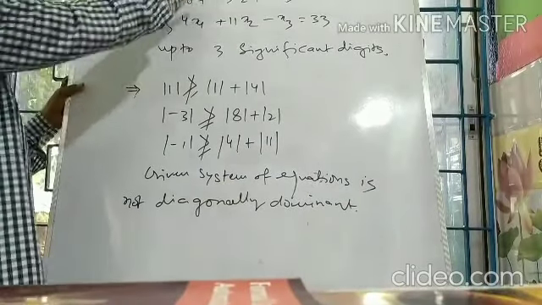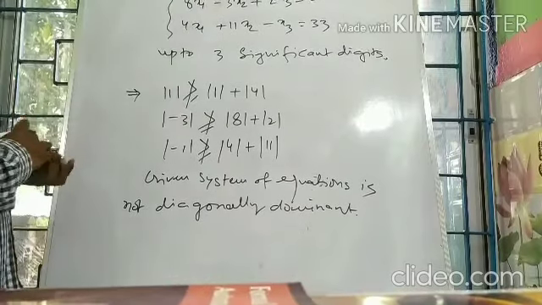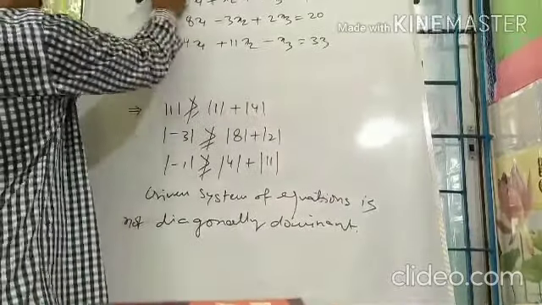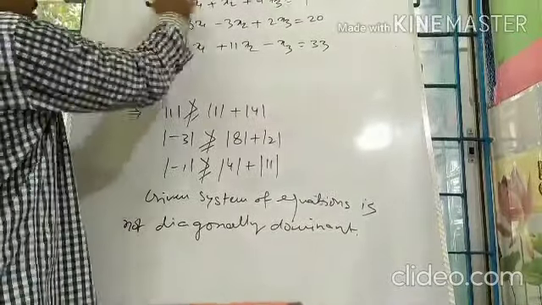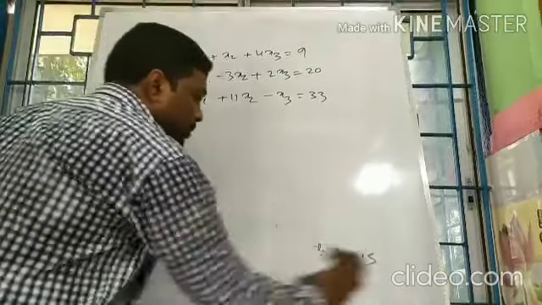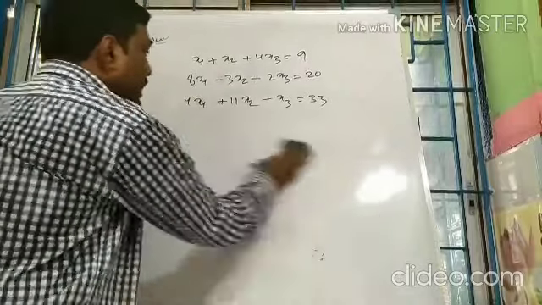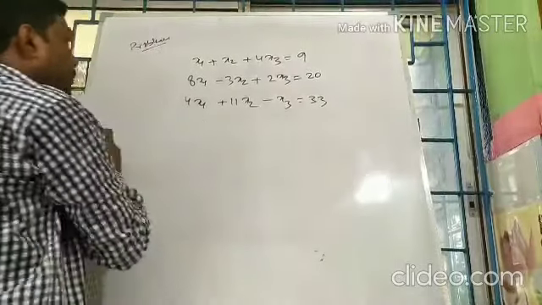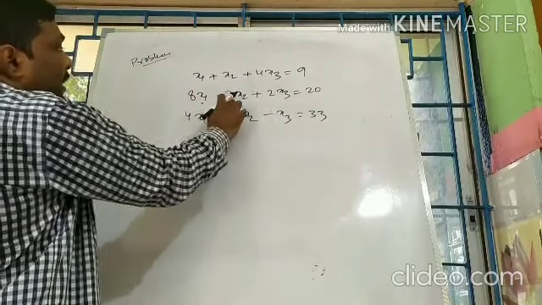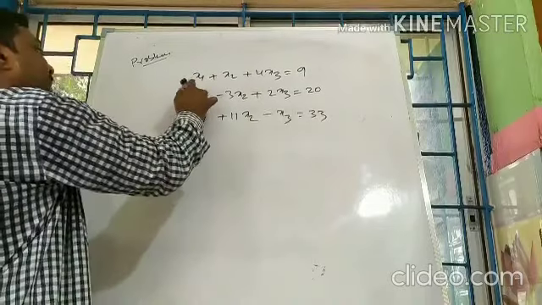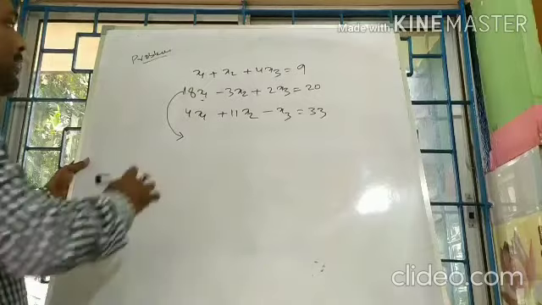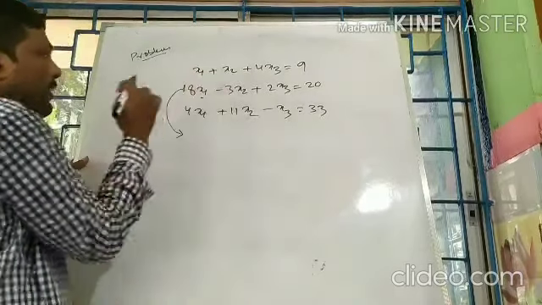So we have to rearrange this system of equations into diagonally dominant form. This is not a diagonally dominant system of equations. So for solving this system using the Gauss-Seidel method, first we have to convert it into diagonally dominant form. See, the coefficient of x1 here is 8, which is greater than mod 3 plus mod 2. So you can take the second equation as the first equation.